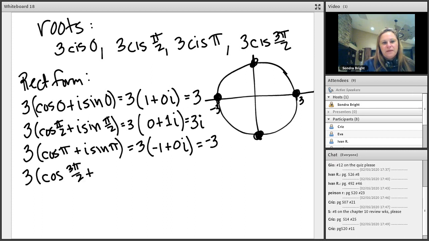And then 3 cis 3 pi over 2 is this guy, which is 3 times 0 plus negative 1i, which means negative 3i.